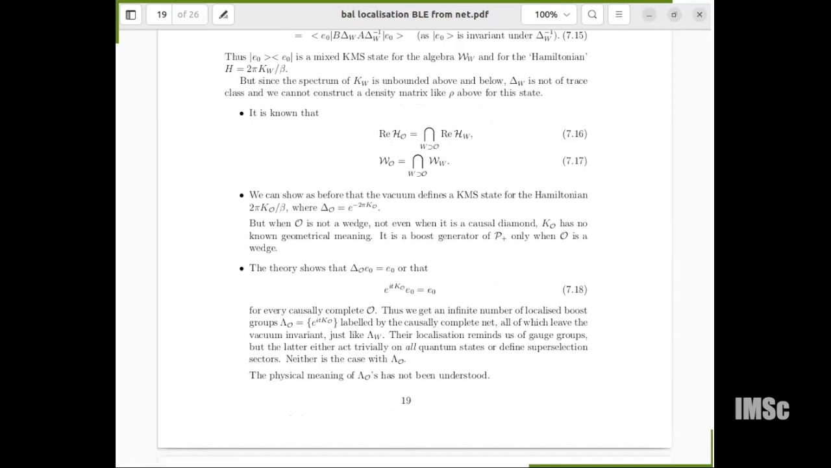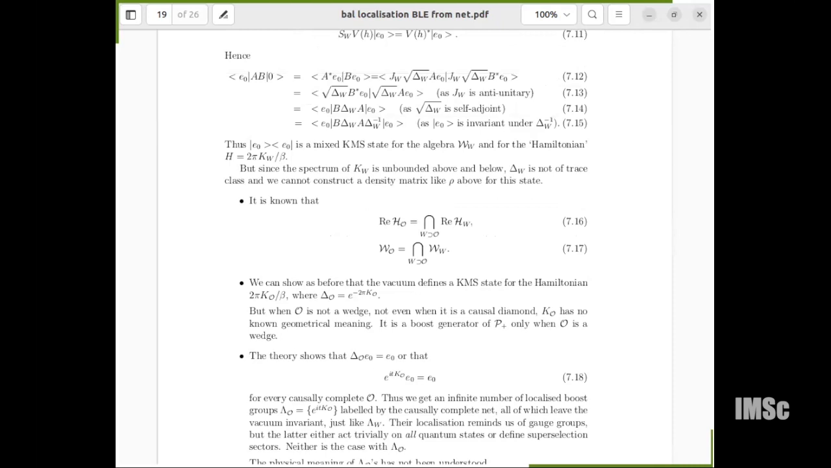But we should notice that this KMS property is there for every W. Now, I want to remind you of one more property of this.